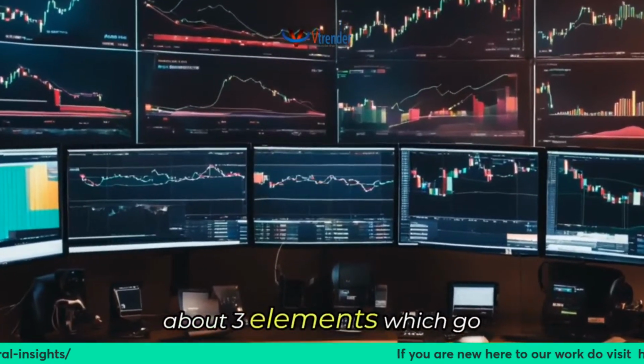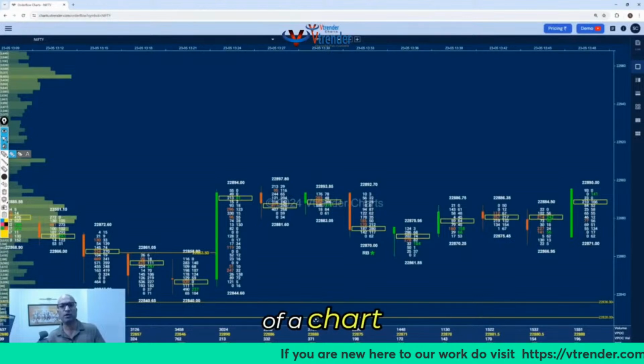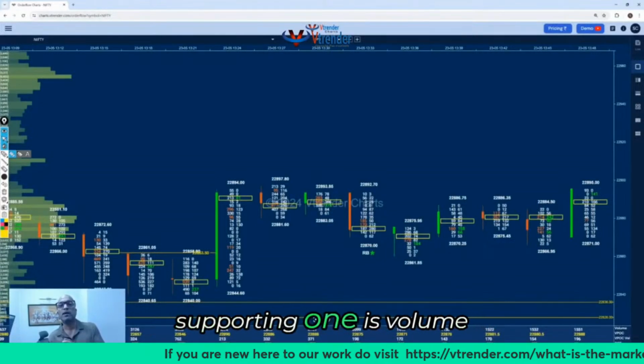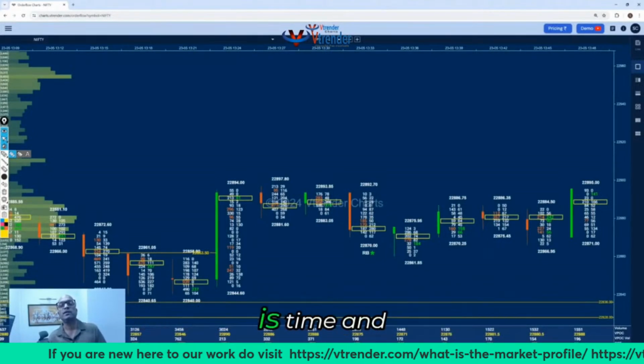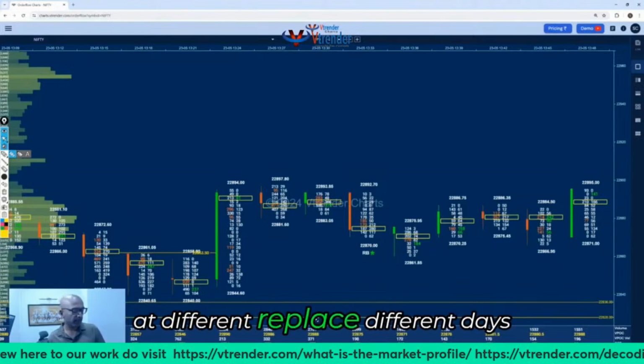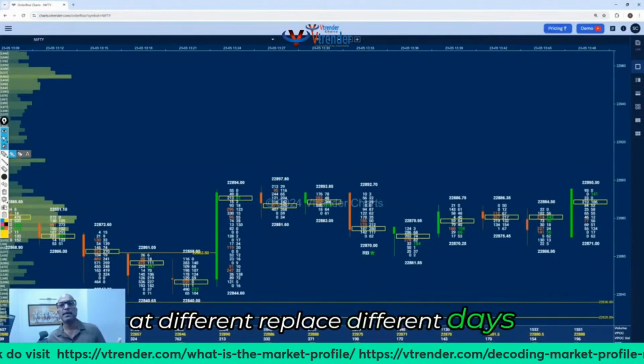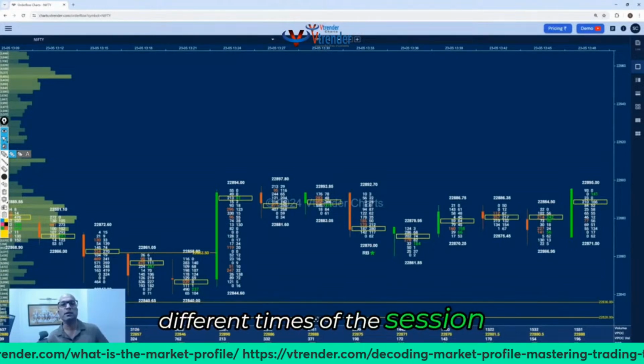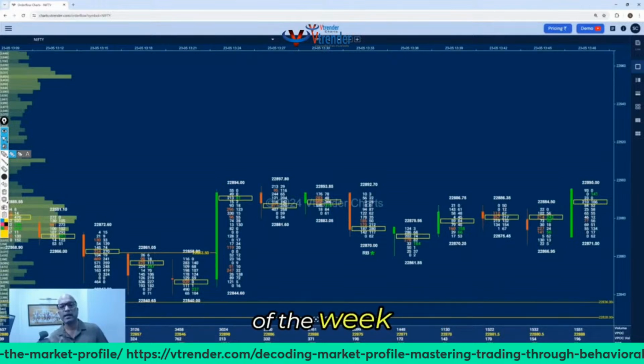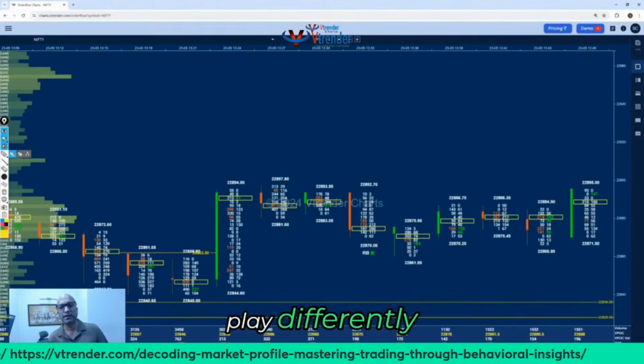There are about three elements which go into the makings of a chart. Price, the most important one. Supporting one is volume, and the second supporting one is time. And at different places, different days, different times of the session, and at different days of the week, each of these three plays differently, right?